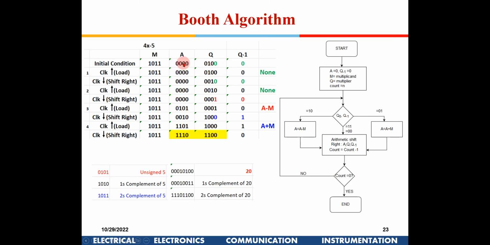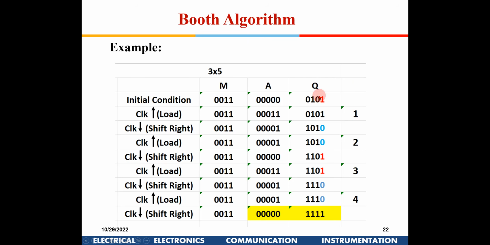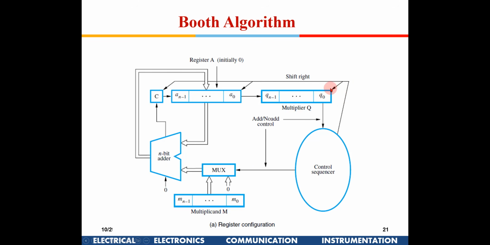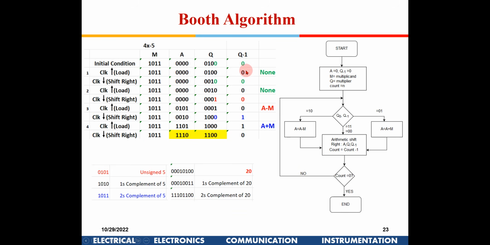This is M, this is A, 0 initially. This is Q which is put here. Q minus 1 is an additional register which is put here, right? This is 0 out here. And there is one more bit, a D flip flop, not a register, one bit D, which is termed here as Q minus 1. That is also initialized to 0 initially, right?